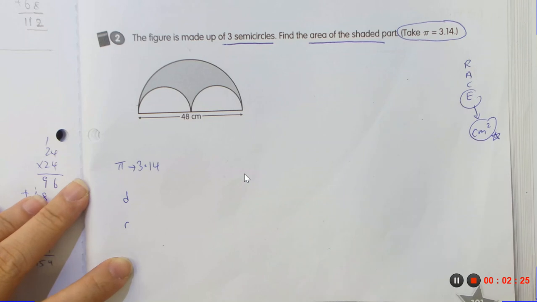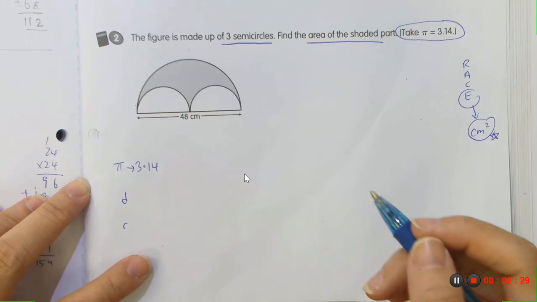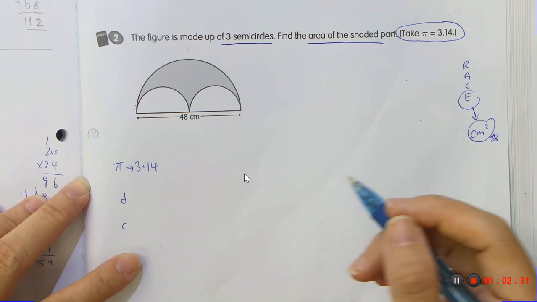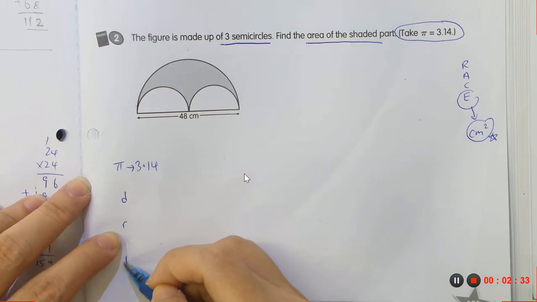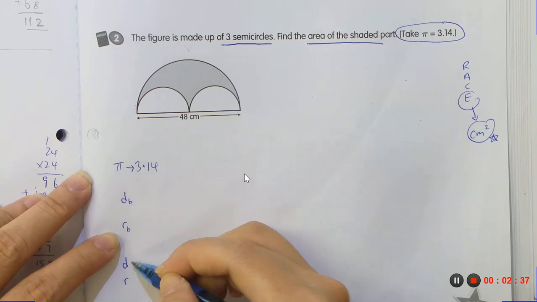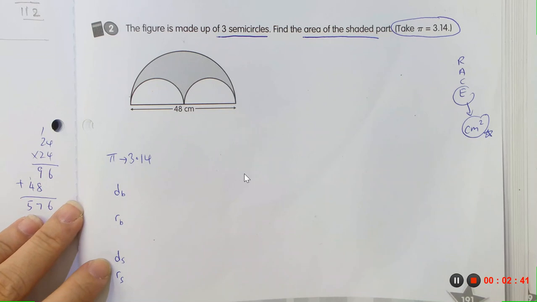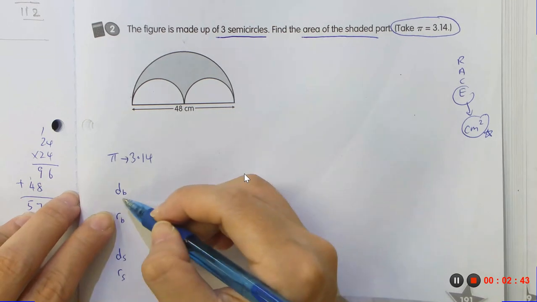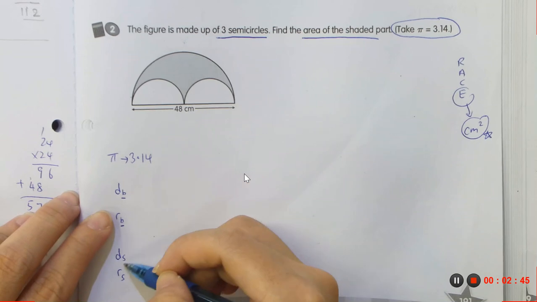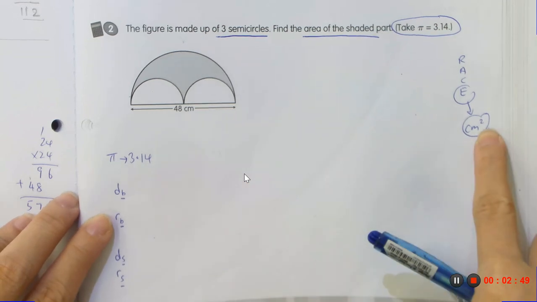But here's a problem. I'll give you an example. Then I write another D and R. I remember introducing to you what is called a superscript.